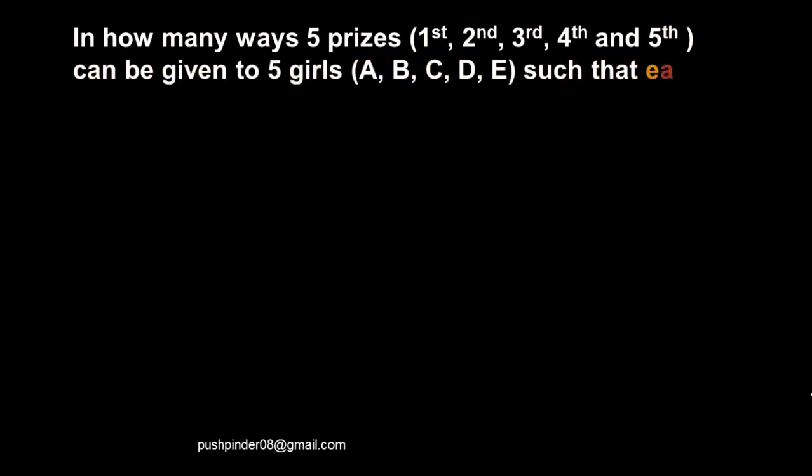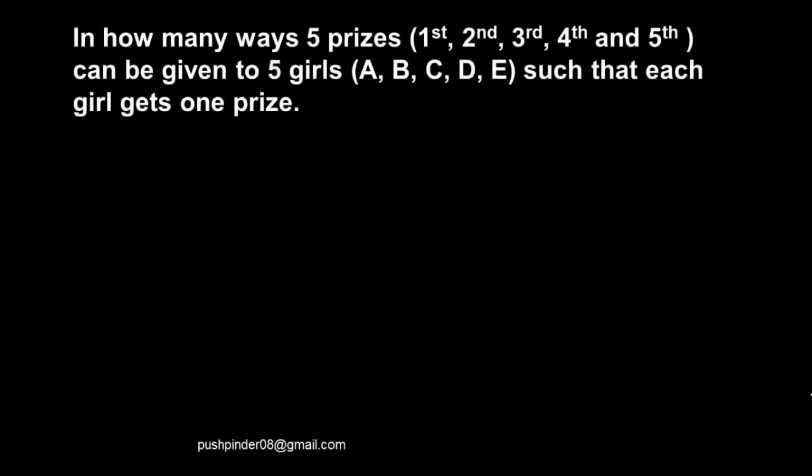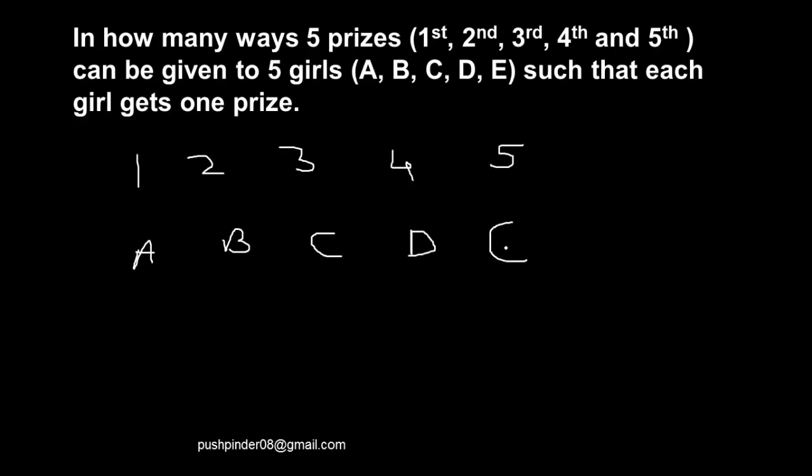So in how many ways can 5 prizes be given to 5 girls such that 1 girl gets 1 prize, right? So this is what we have to do. There are 5 prizes. Let me say the prizes are 1, 2, 3, 4, and 5, and then there are 5 girls, A, B, C, D, and E. These are the 5 girls. Now we have to distribute the 5 prizes to 5 girls.